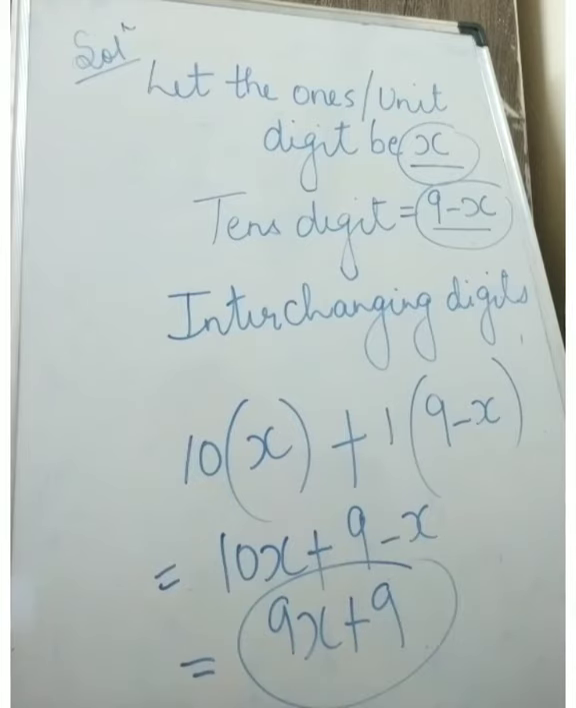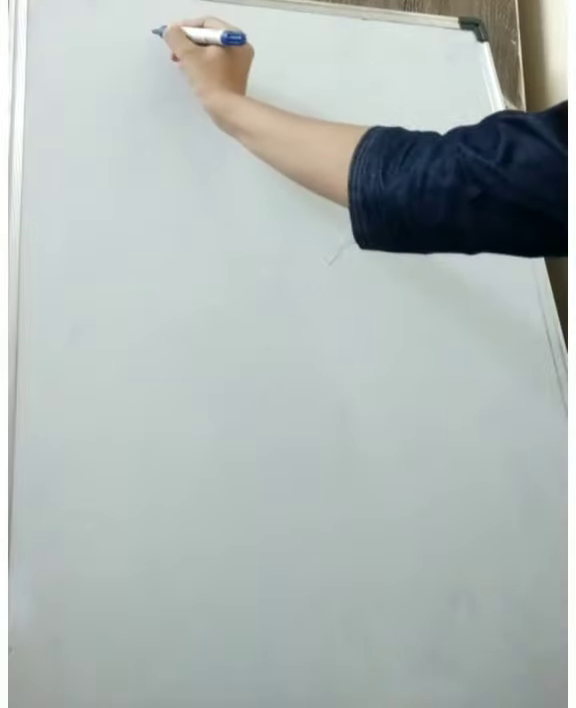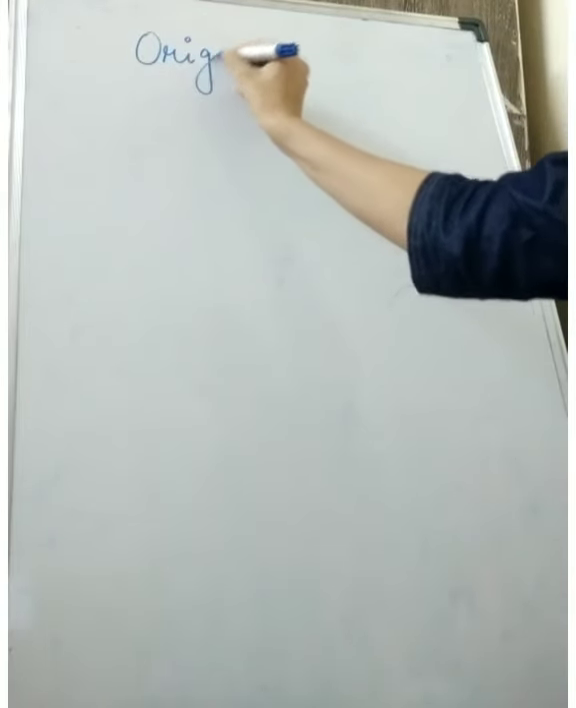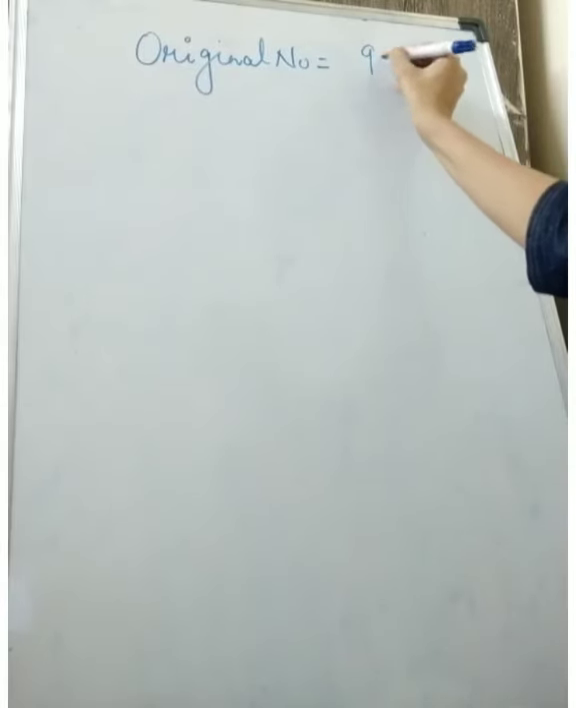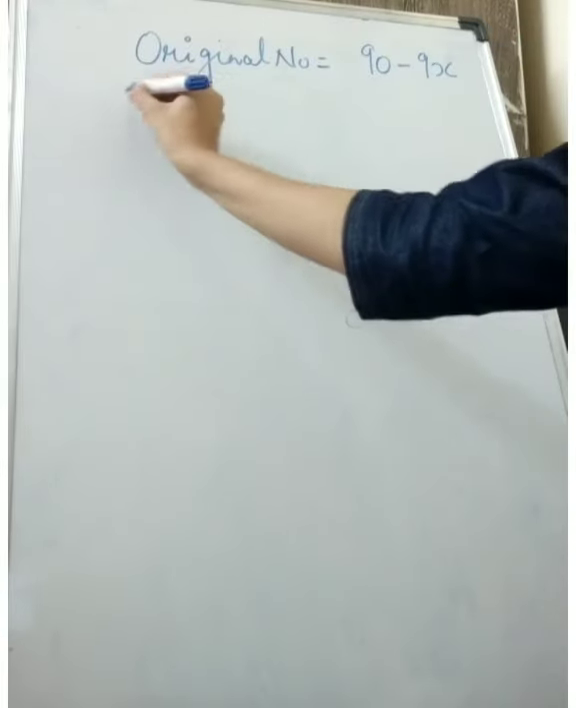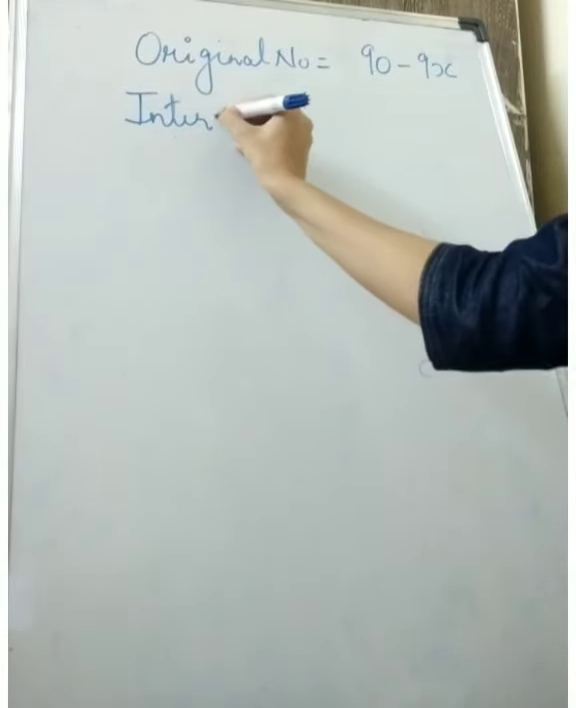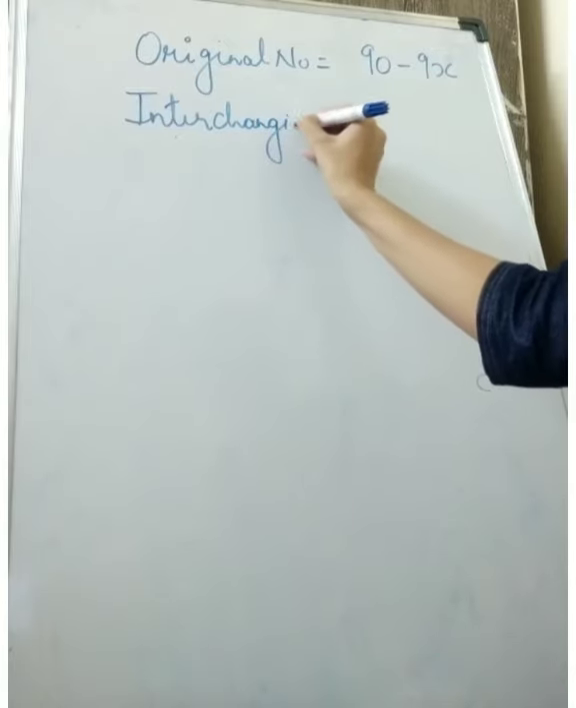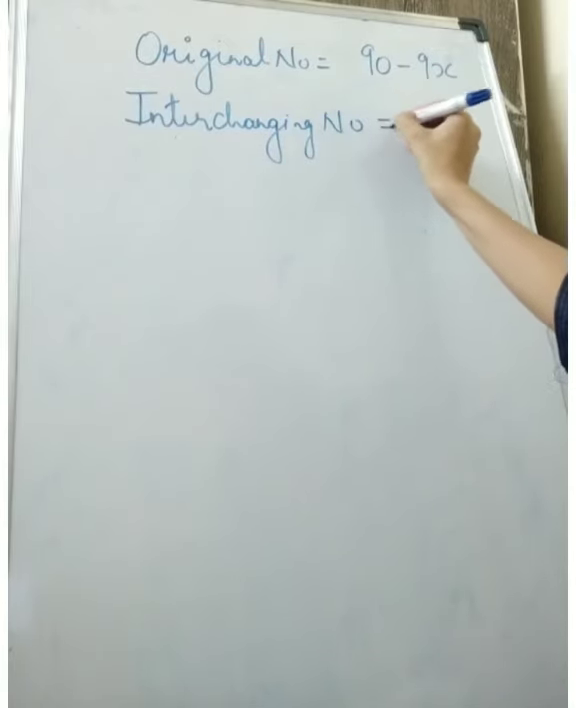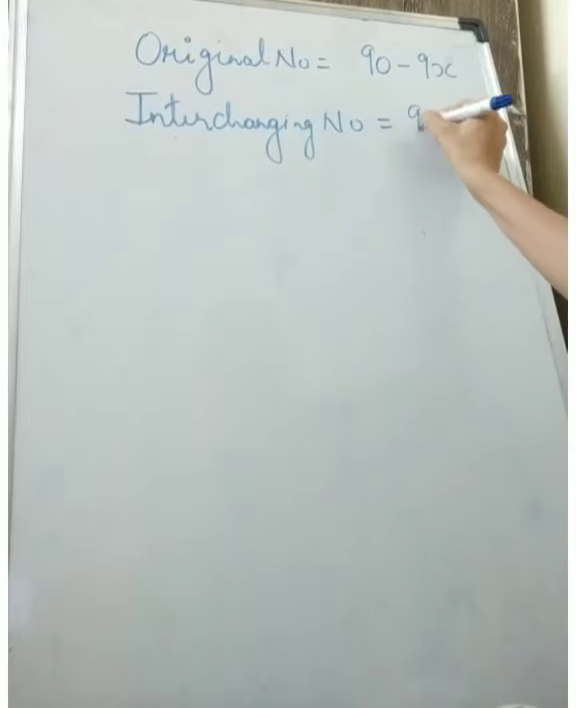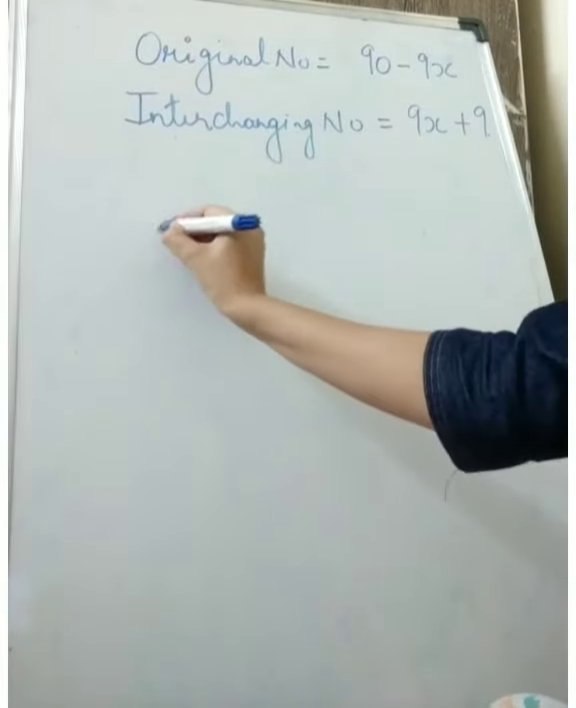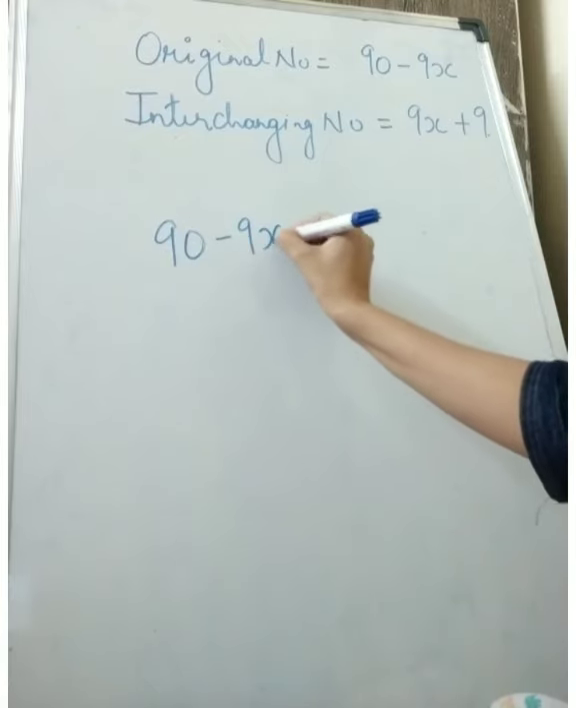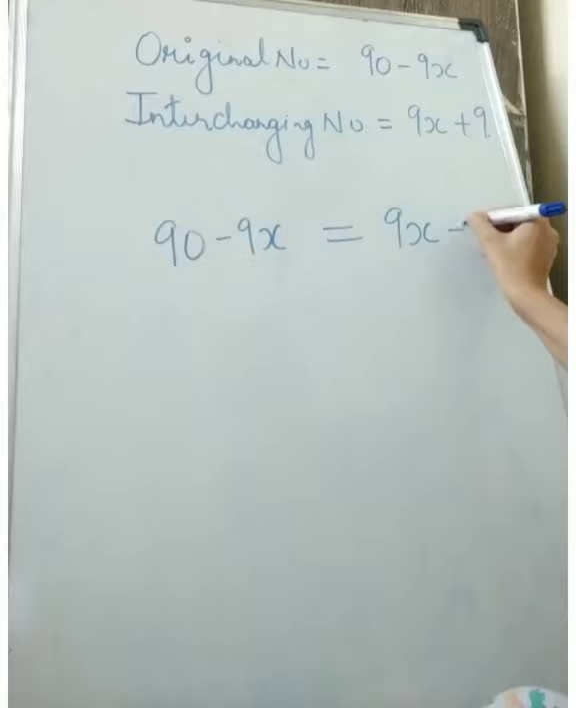Now this is the interchanged number. One more time I will write the original number and the interchanged number. So the original number was 90 minus 9x and the interchanged number is 9x plus 9. Now the next thing given in the question, we will write both numbers. Firstly we will write original number is equal to 9x plus 9.